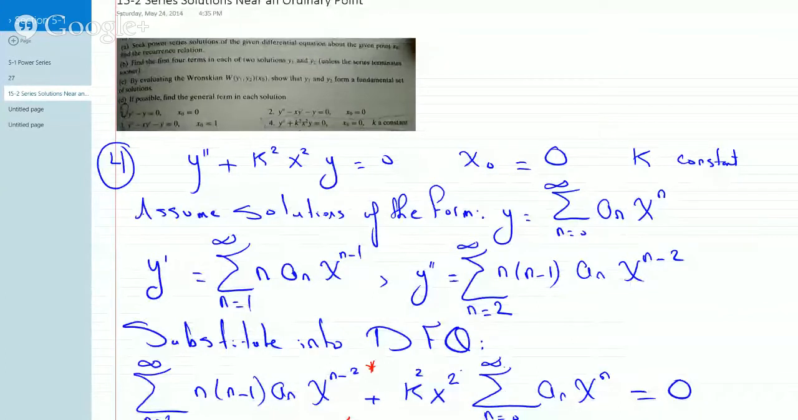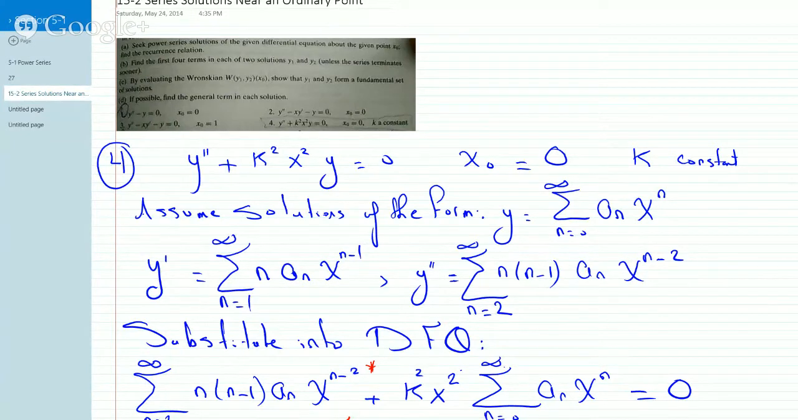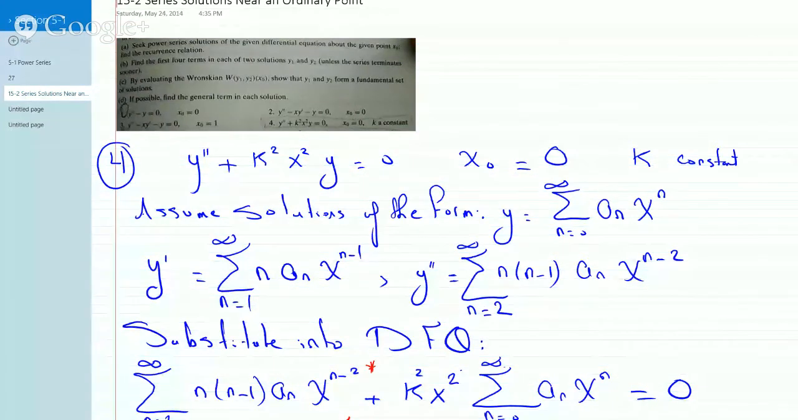So this was number 4, and it asked to seek power solutions of the given differential equation about x0. So basically your power series is centered at 0. And then it asks to find the first 4 terms in each of, so we're going to get two, and then to find a recurrence relationship between the coefficients, okay? And then it asks to find the first 4 terms in each of the 2 solutions, y1 and y2, and basically evaluating the Wronskian to prove that this is a fundamental set of solutions.